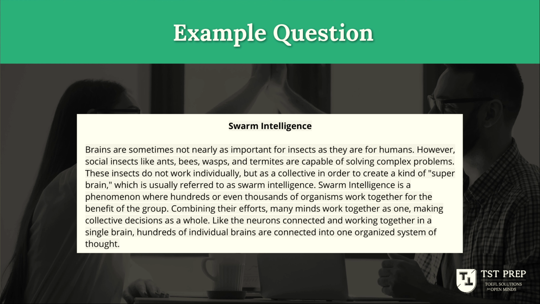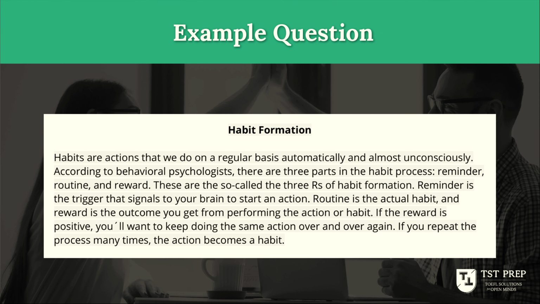So here's an example of a TOEFL question from one of our tests here, and this is one that you can download for free in the description. Now, this is about swarm intelligence, like I mentioned before. When you see this passage on the TOEFL, you'll have about 50 seconds to read it. You can take some notes. We'll talk about that in a minute. Another example here is about habit formation. Now, this is something from psychology. Swarm intelligence is something from biology.